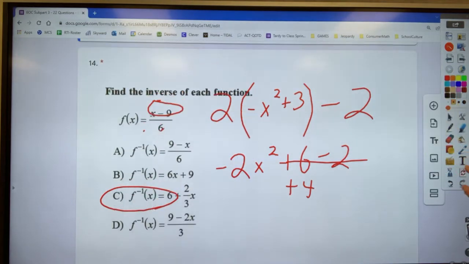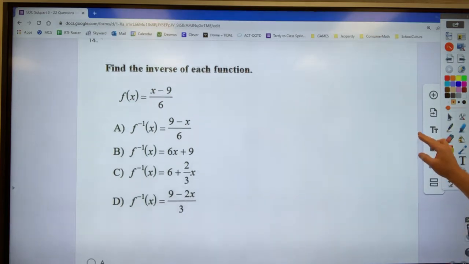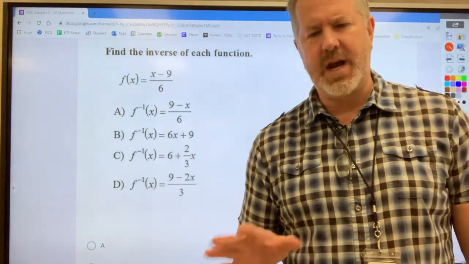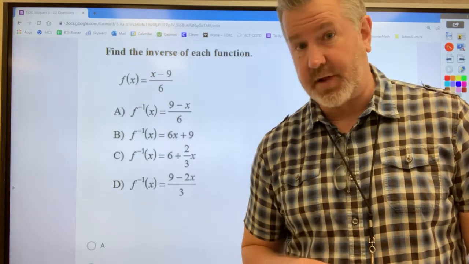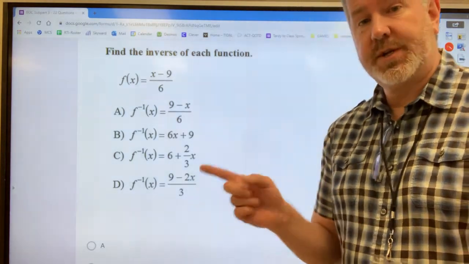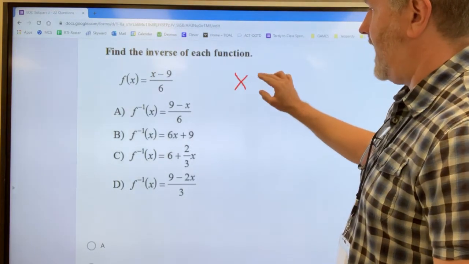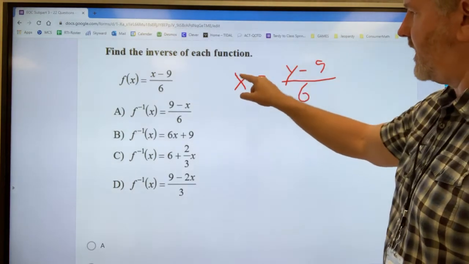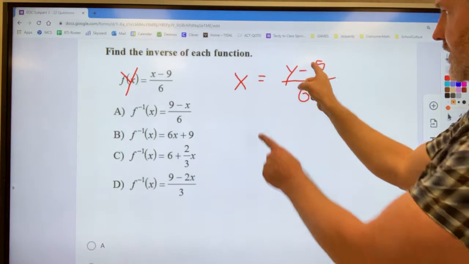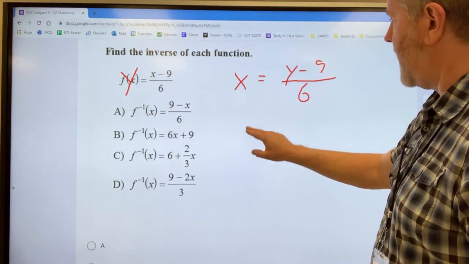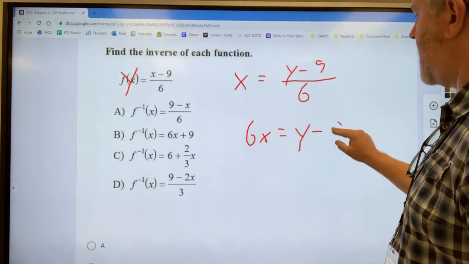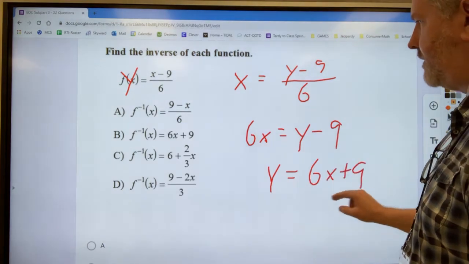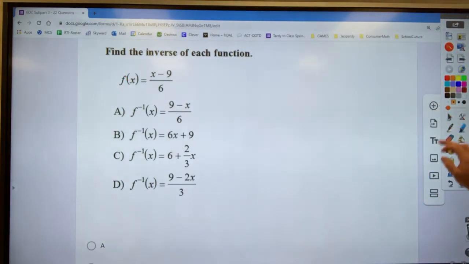All right, number 14. Inverse of a function. You may recall, you may not. To find the inverse of a function, I think the calculator will do it, but we did not explore that when we were doing functions, and I have not looked at that. So we're just going to switch our x and our y. So I'm going to write x equals y minus 9 over 6. Remember, this was a y. F of x is the same thing as y. So I just switched x and y. We're going to cross multiply. 6x equals y minus 9. Y then would equal, add 9 to both sides, 6x plus 9. So, B. Let's double check that.